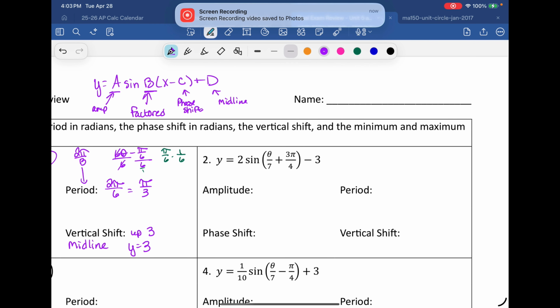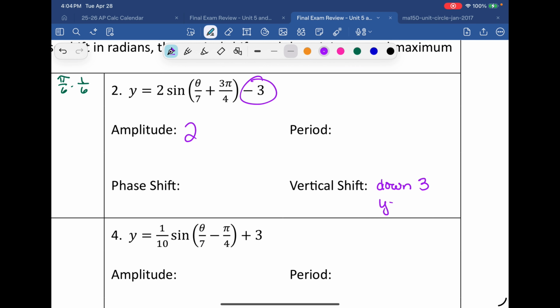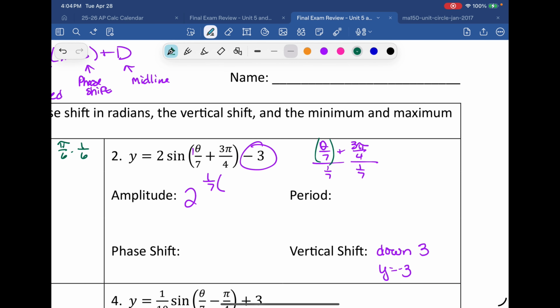All right, amplitude, 2. Vertical shift, down 3, which means your midline is y equals -3. Period. All right, that means I need to factor out this 1 over 7. That means I'm going to take pi over 7 and 3 pi over 4 and divide them both by 1/7. Okay, for both of these, it means I'm going to multiply by the reciprocal. So multiply that by 7 over 1. So that is 21 pi over 4.